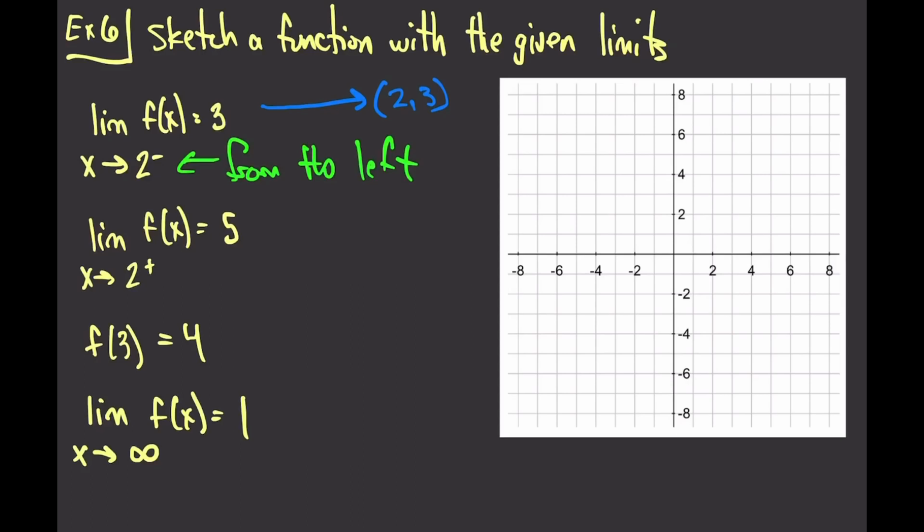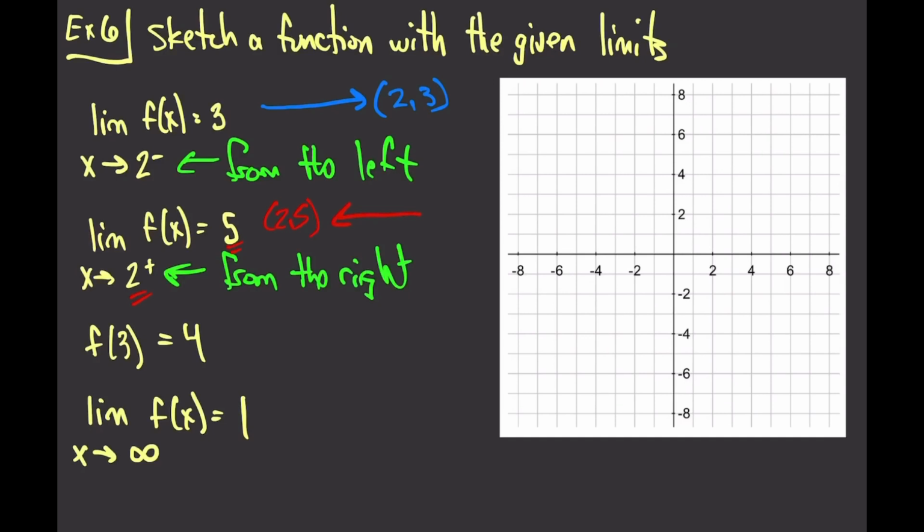But again, we've got some other parts here, so I'm not going to start the sketch yet. Let's see what else we have. So this one, as x approaches 2 from the right. So that's going to be from the right. So coming from the right, I'm going to point it to the coordinate 2, 5. Again, that doesn't mean that it contains 2, 5. That's just what I'm pointing at.